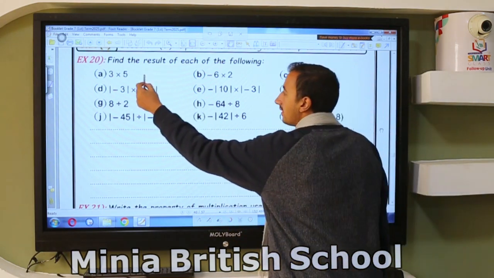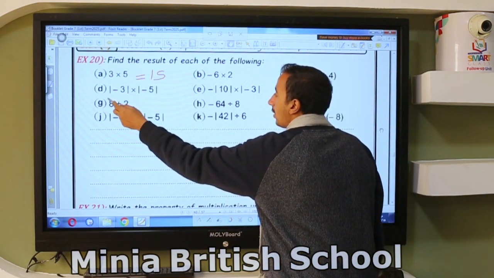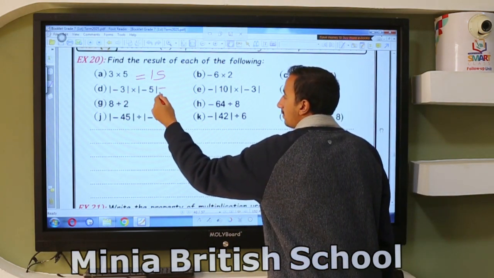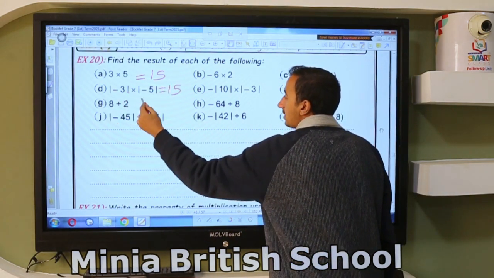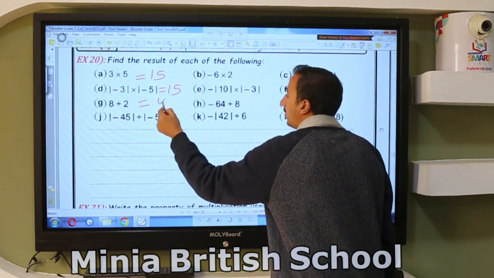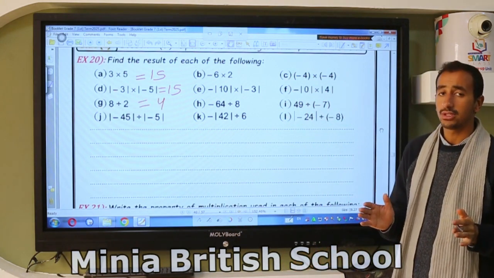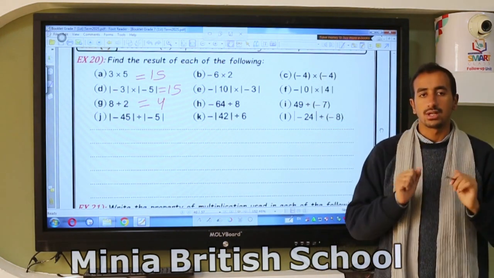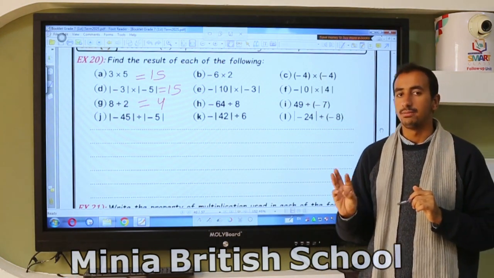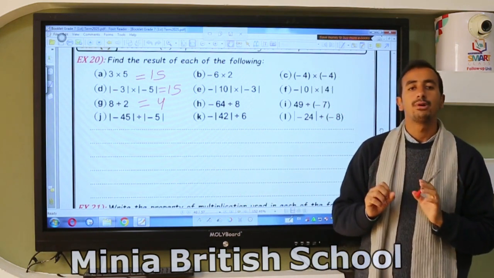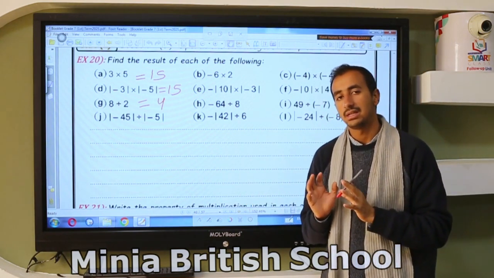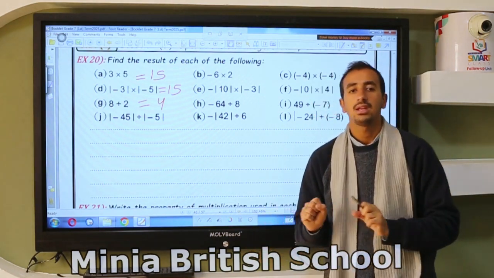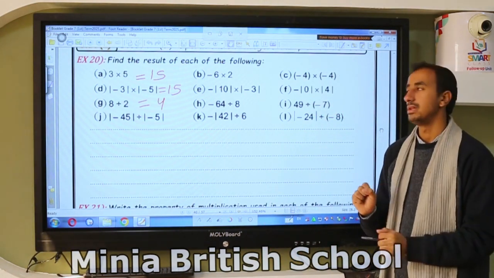Okay, 3 times 5 is 15. Absolute value will be the positive number. 3 times 5 will also be 15. Here 8 divided by 2 will be 4. This is an important rule for multiplication and also division. Positive divided by positive will be positive. Positive divided by negative will be negative. Negative divided by negative will be positive. Negative divided by positive will be negative.